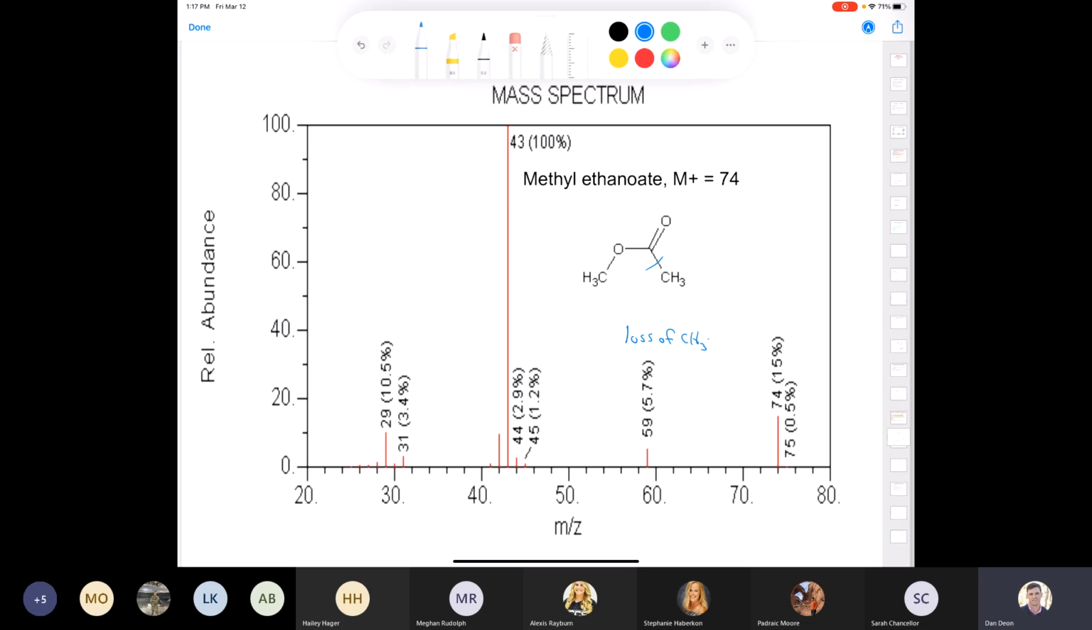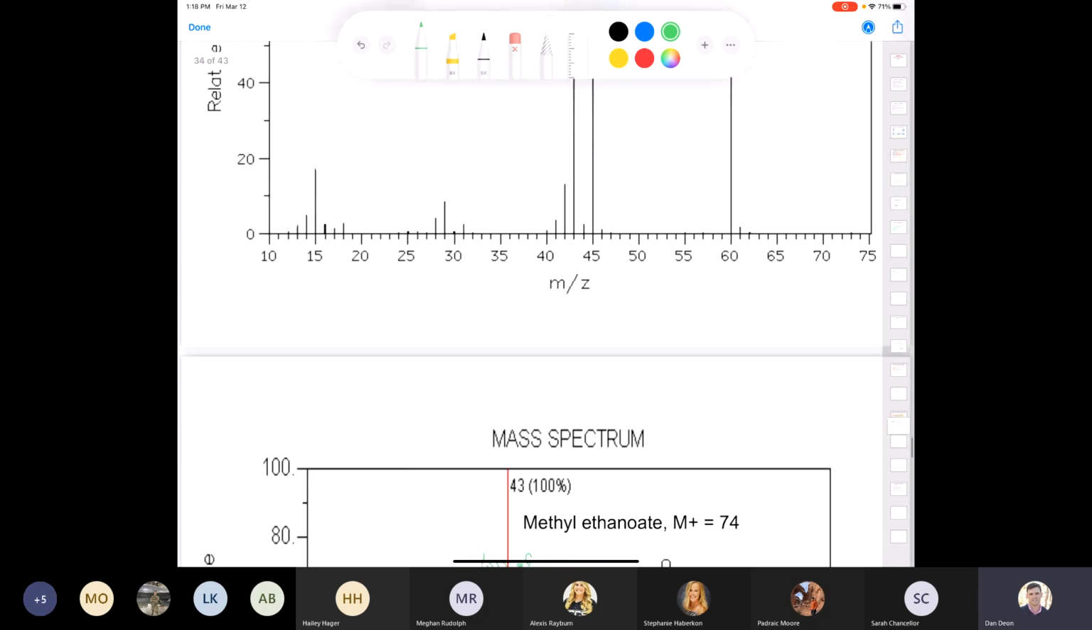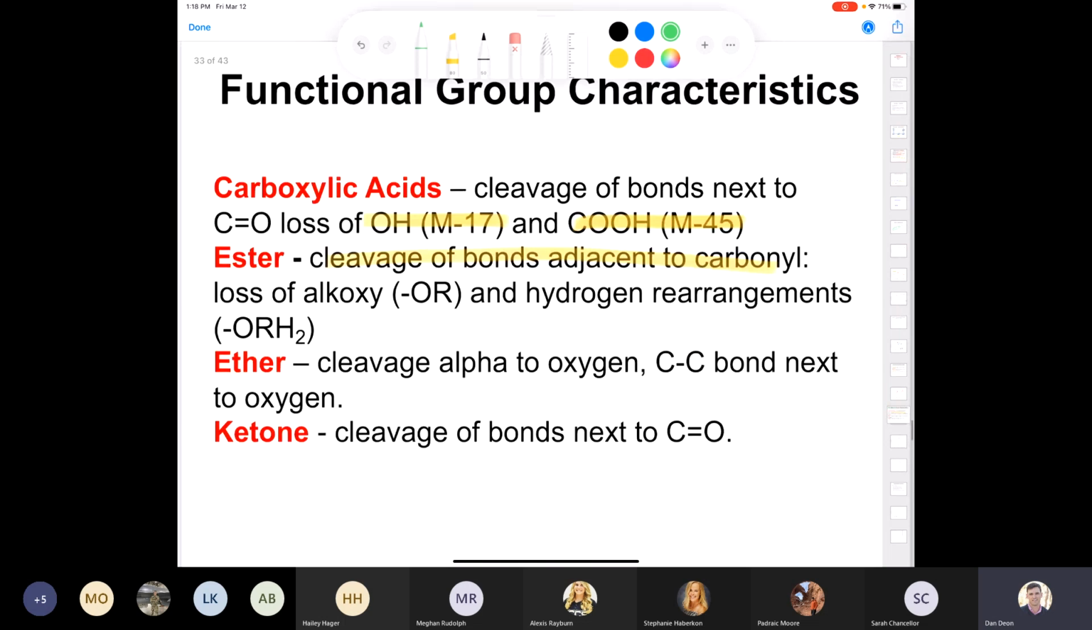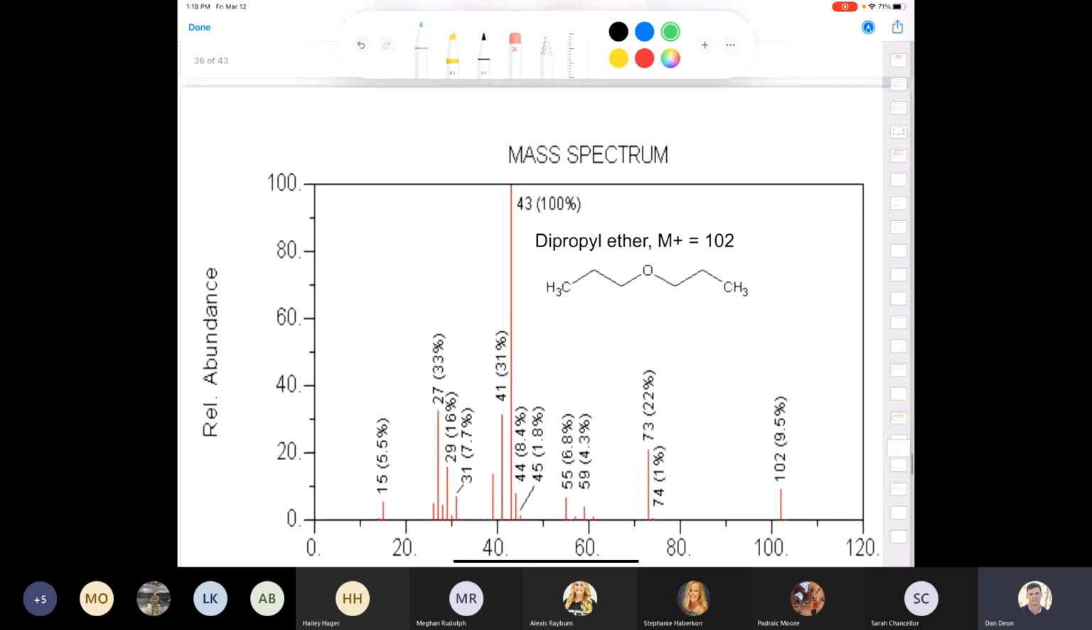I'm not going to draw the cation. You could also cleave on this side here. So that would be the loss of the methoxy radical, like that, which weighs 31. Again, you guys could draw the charged intermediates if you want. For an ether, what did I put here about ethers? Cleavage alpha to oxygen, the carbon next to the oxygen. So that means we could cleave, this one's symmetrical, so we could cleave here, we can cleave here, either way on an ether.